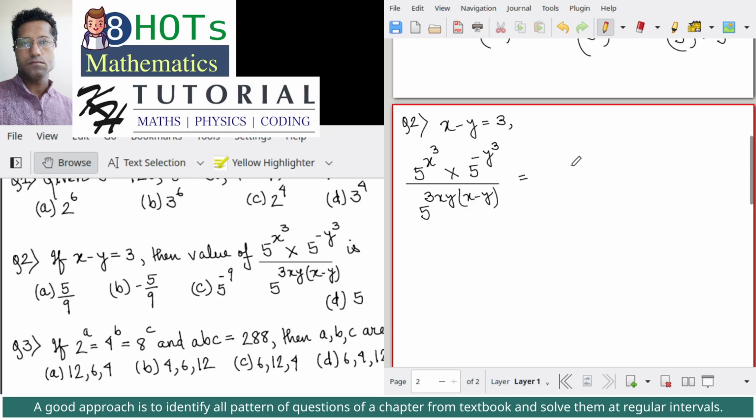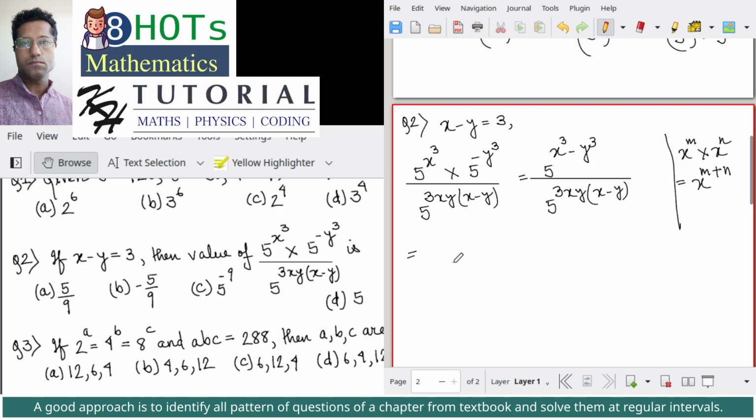Let's do it step by step. Simplifying this expression is pretty simple. If I simplify the numerator, I will just add up the powers. So it will be 5 to the power x cube minus y cube, and in the denominator 5 to the power 3 into xy multiplied by x minus y. In the first step I applied the concept of x to the power m multiplied by x to the power n is equal to x to the power m plus n.